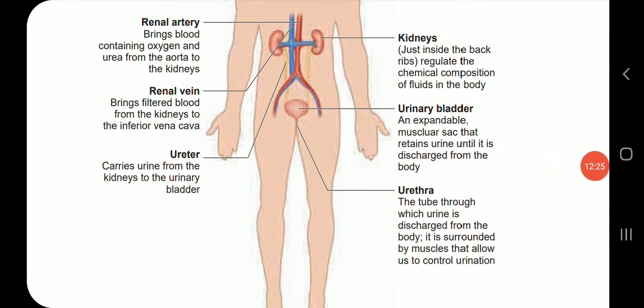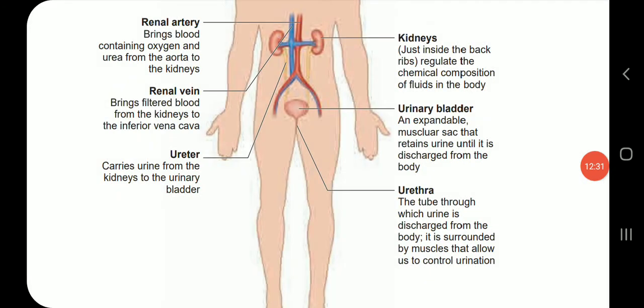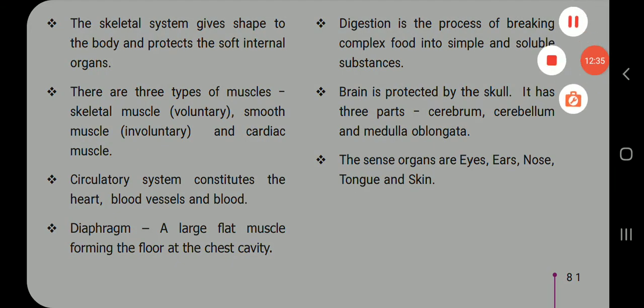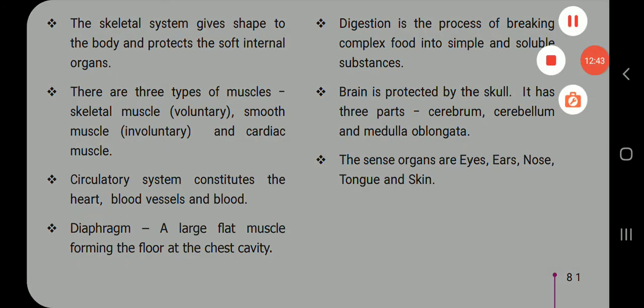The PDF will be sent to you through the website. Okay, you have to write it in the classwork. Children, you are supposed to draw the heart and the kidney, that is the ureter, urinary bladder, everything, and the heart with the parts on the left hand side in your classwork. Okay, thank you children.